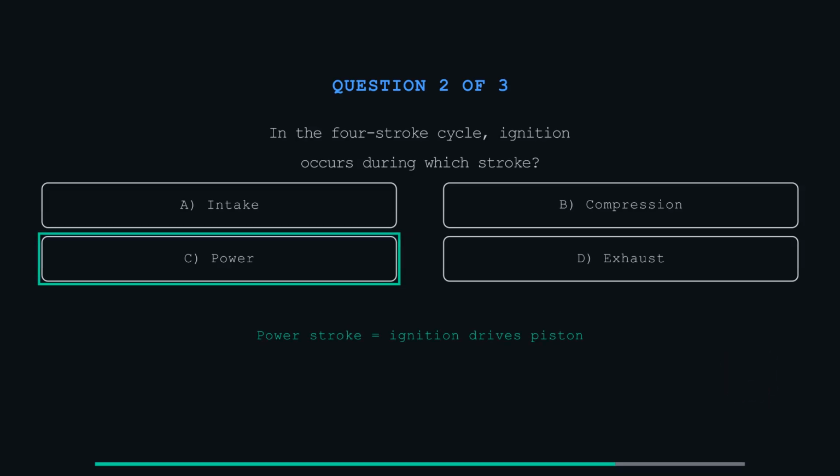The correct answer is C. Power stroke equals ignition drives piston.